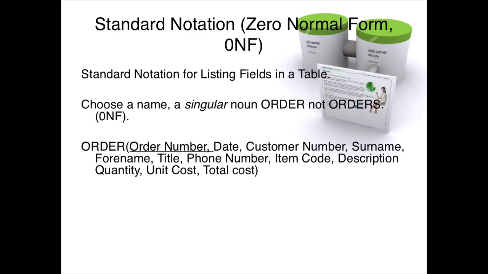Using standard notation, we're going to create it looking like this. And as you can see, order number becomes our primary key because our order number will be unique for every order that is created. So this is our final part of zero normal form. We have now completed it to zero normal form.